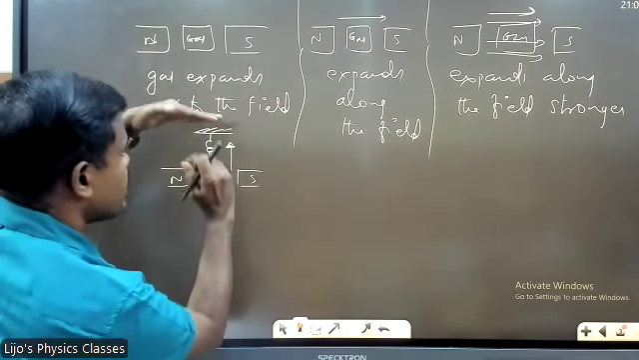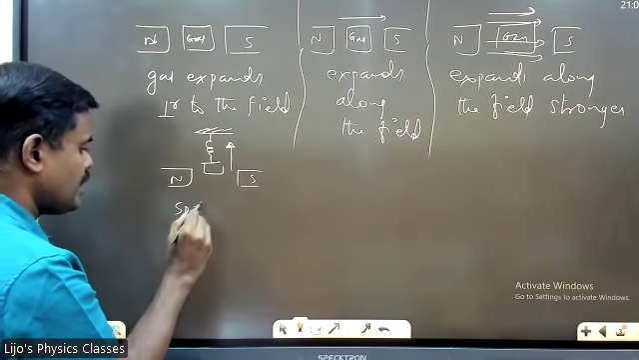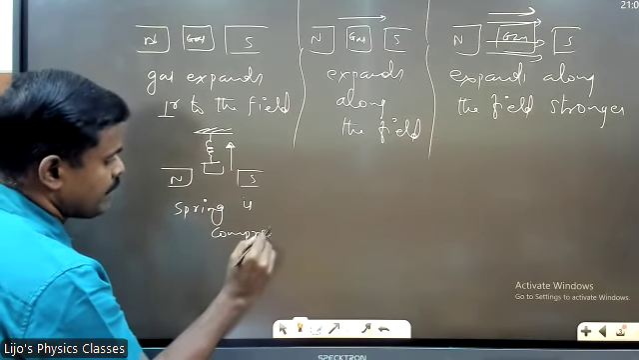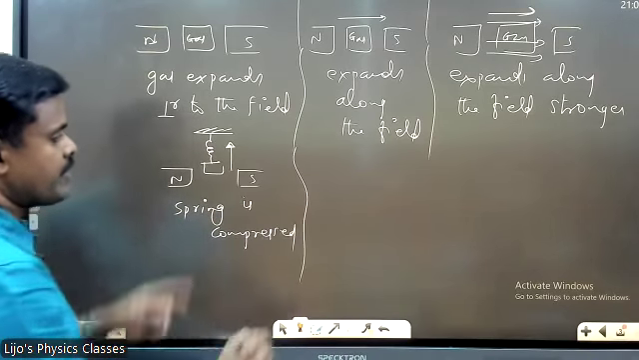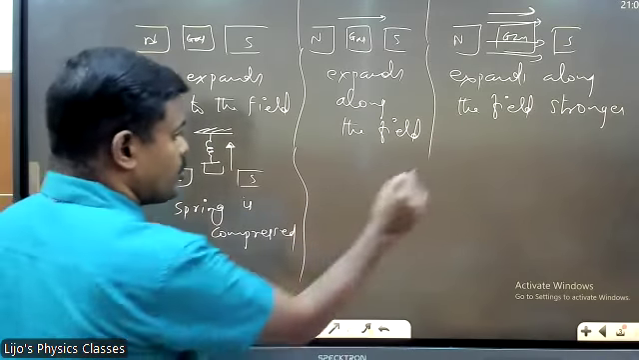Go up means the spring gets compressed. Correct. So the spring is compressed. If the spring gets compressed, what kind of a substance is this? That is a diamagnetic substance. Got it? How about this one?